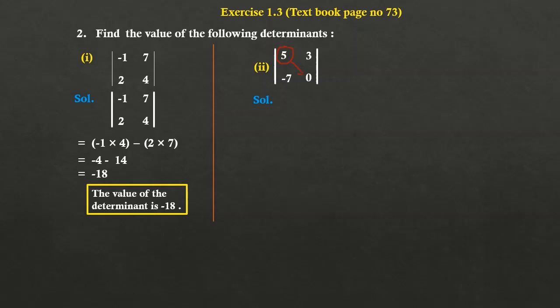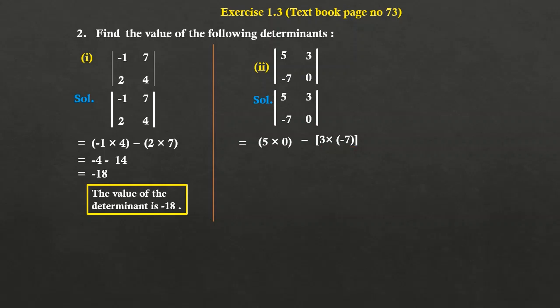So we multiply 5 with 0 after copying the determinant. So 5 into 0. Then multiply another two elements, that is 3 into -7, and in between we'll write a minus sign. Whenever we have a negative number, be careful of that. Write it in a bracket so that we avoid mistakes. Like this we multiply 3 into -7. So -7 was there, and we copied it in a bracket.